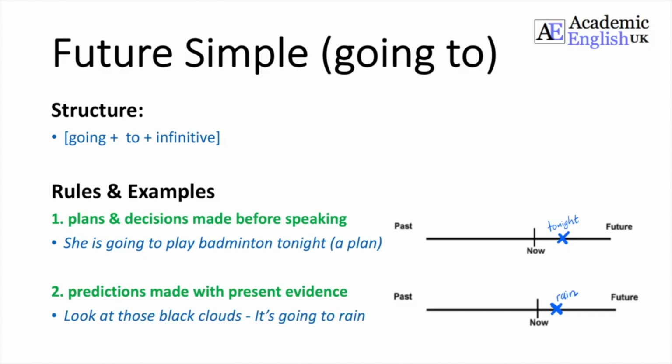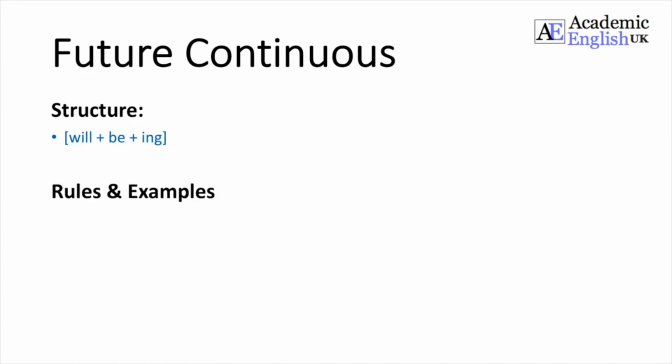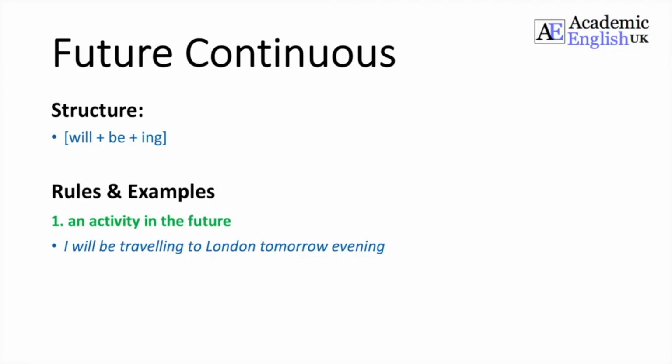Okay, moving on to the second form of the future tense, and this is future continuous. This is created using will plus be plus ing. There is one main rule, and this is an activity in the future. I will be travelling to London tomorrow evening.